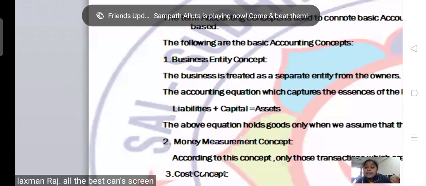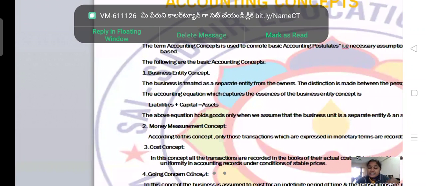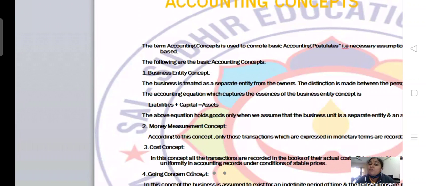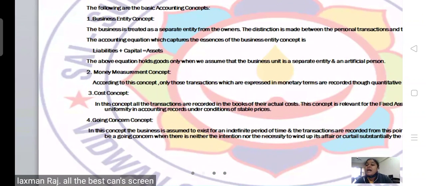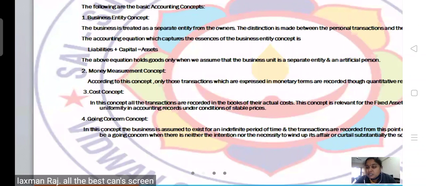What is happening there? Only the transactions which are expressed in monetary values are going to be recorded. Such a rule comes under the money measurement concept. Clear? And coming to the third one, the cost concept.